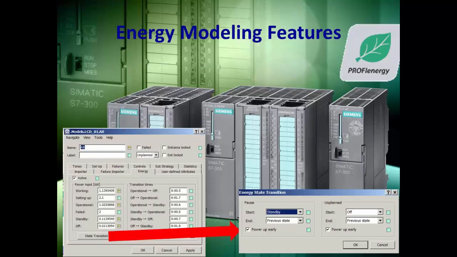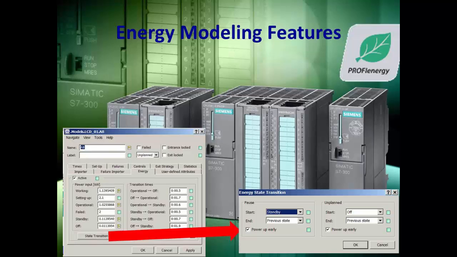The state transition button even lets you model the savings of energy, specifying energy state transitions for pauses or breaks within shifts, or when a new shift starts after an off shift or unplanned period. You can even choose to power up early so that the machine is fully operational immediately after breaks and when a new shift starts after an off-shift period. This lets you save energy without decreasing throughput one bit.